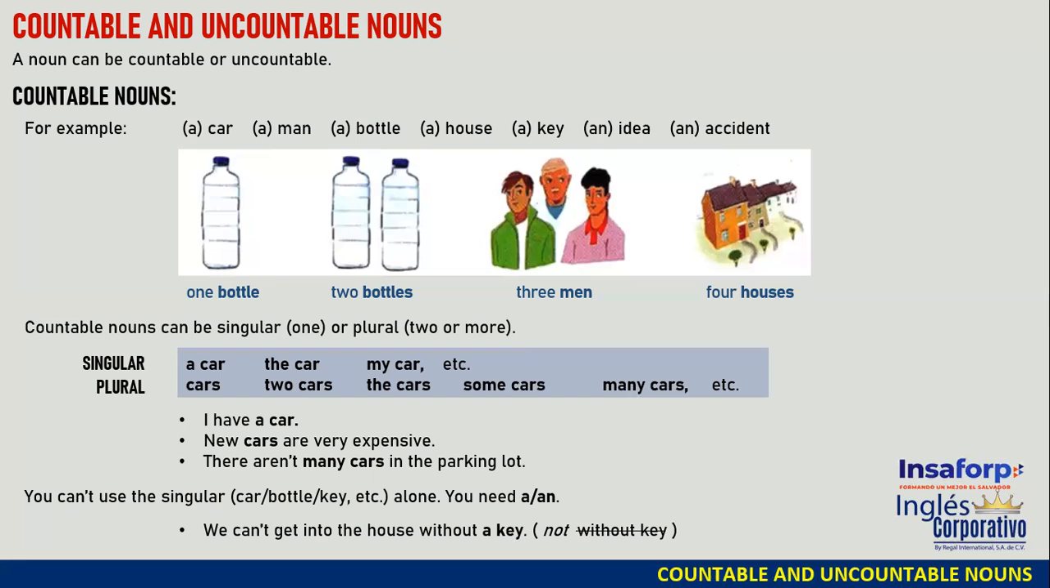A car, two cars. A man, two men. Obvio, man es irregular, ¿verdad? Porque no le agrego S ni nada, sino que es un irregular que se escribe diferente. Two men, a bottle, two bottles, right? A house, two houses. A key, two keys. An idea, two ideas. An accident, one accident or three accidents, right? So we have one bottle, two bottles, three men, four houses. So these are countable nouns.